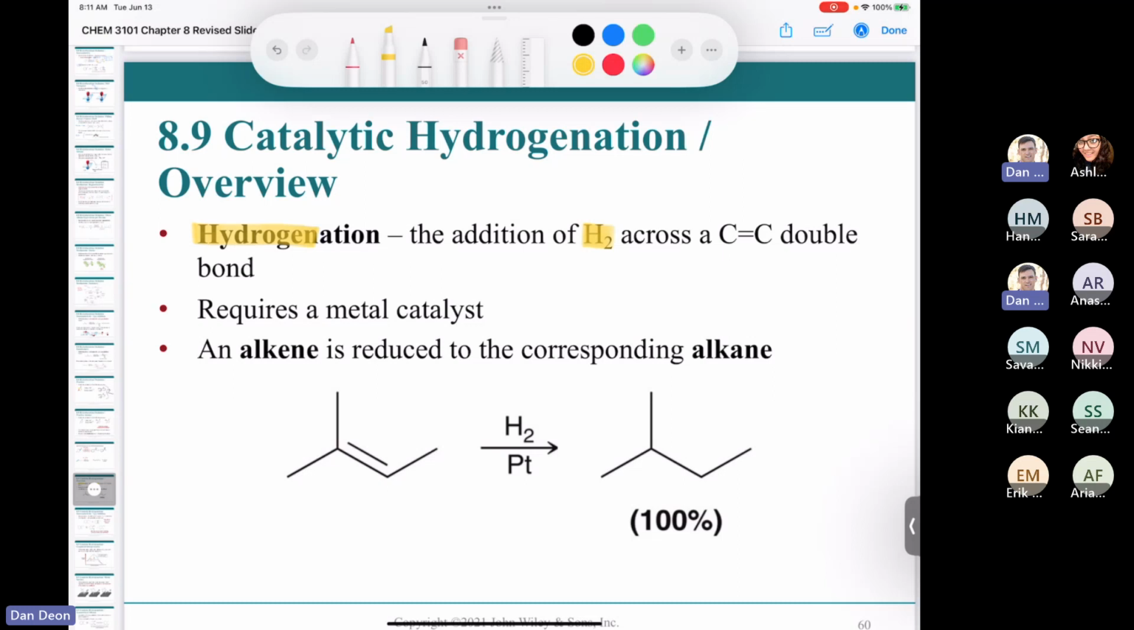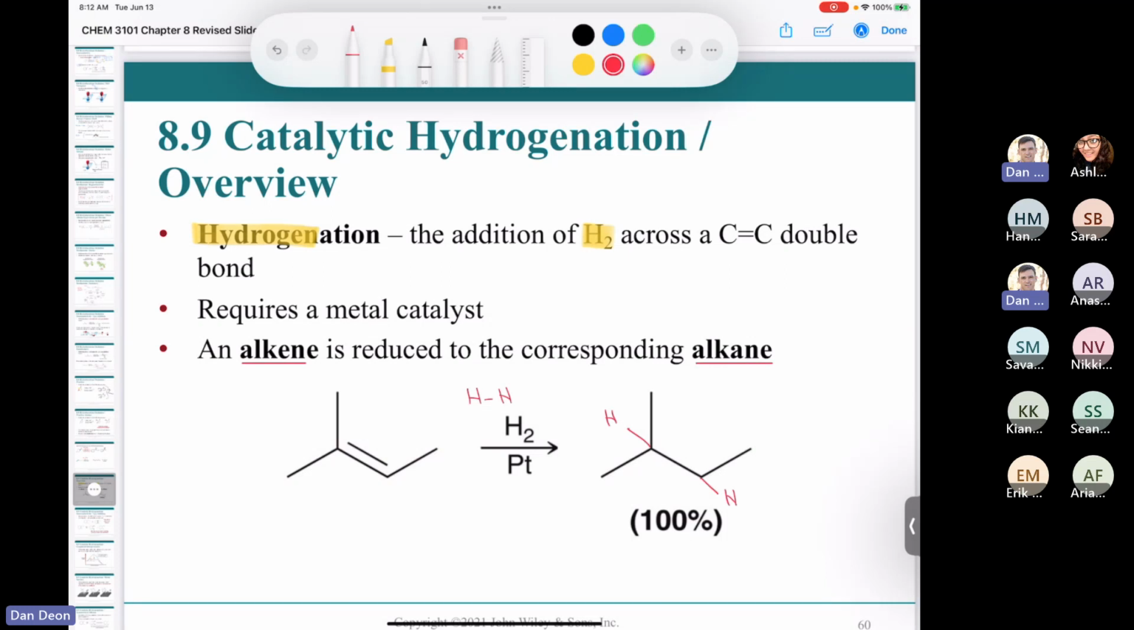So what's going to happen is when we take an alkene and we treat it with H2, and I'm just going to color code it in red here, we're going to add one hydrogen to one of the formerly sp2 hybridized carbons, and we're going to add another hydrogen here. So we end up converting an alkene to an alkane, so hydrogenation.